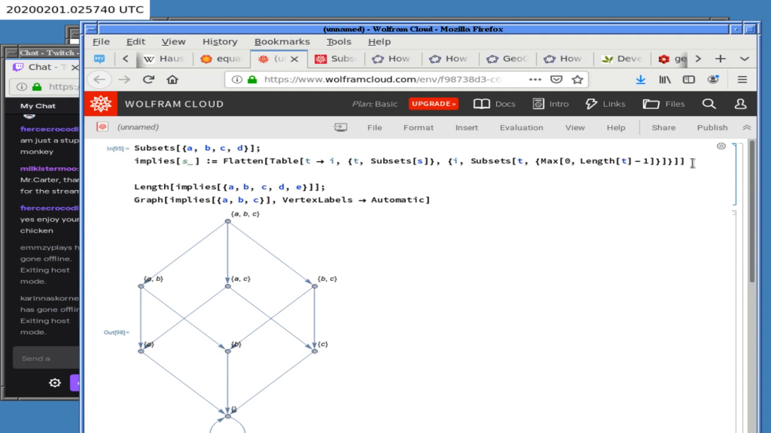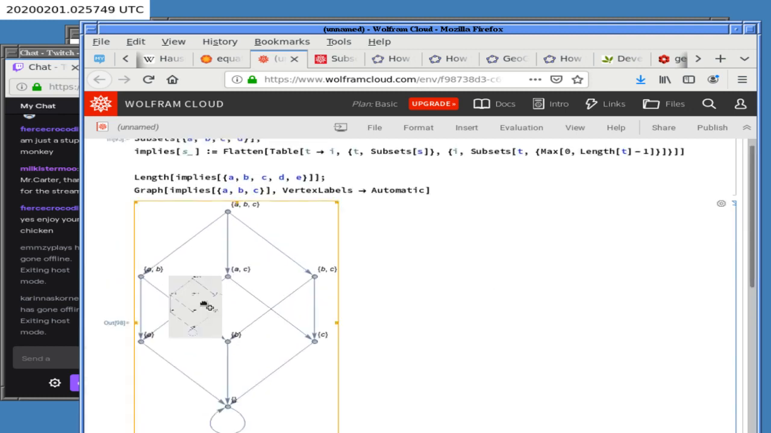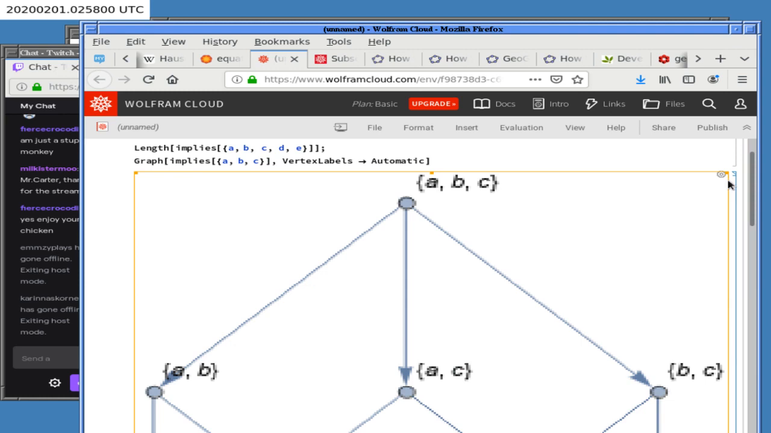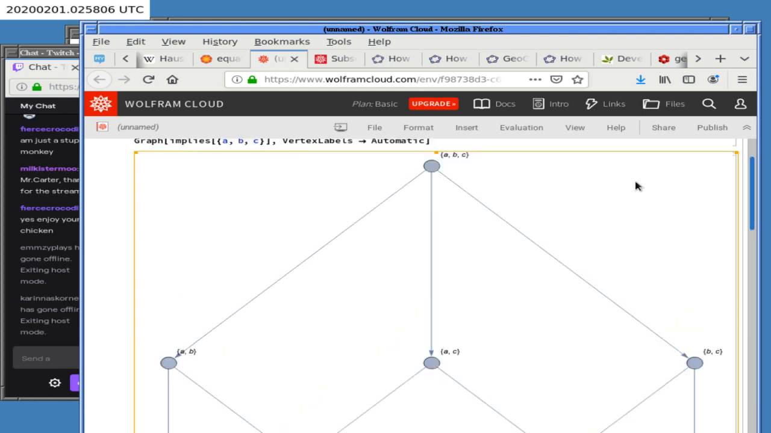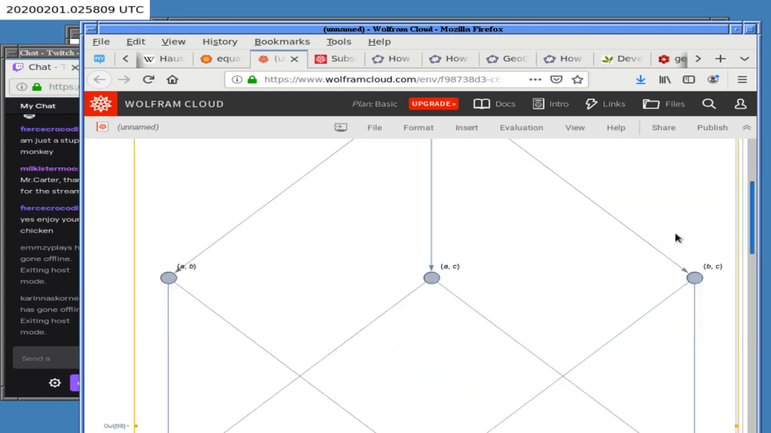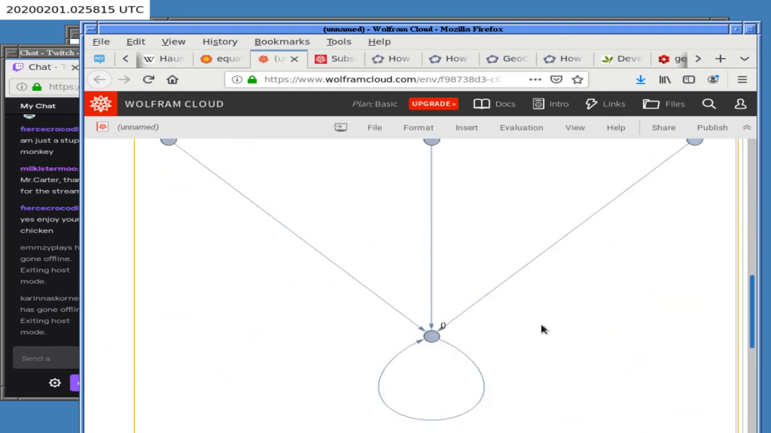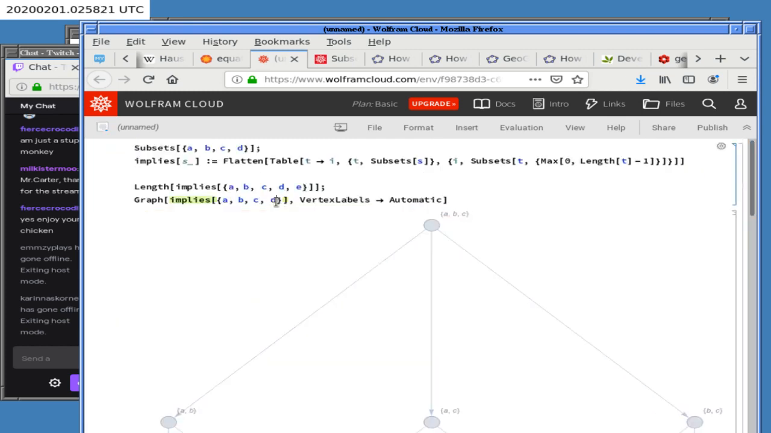That looks so cool, I just want to keep it. Can I rotate it? No. That is awesome. I wasn't even going for cool looking, and I'm sure neither is Mathematica. Since it can't print the graph planarly, it doesn't really matter. But this is nice. So here from ABC we can go to the three immediate subsets. From these three we can go to the three immediate subsets, which are A, B, and C. And then from there we can go to phi, the only set below all that. So now, let's go ahead and go for four variables and see how it looks.